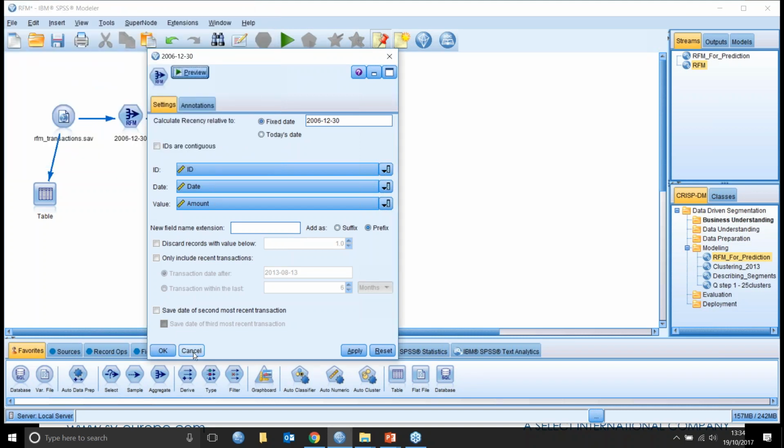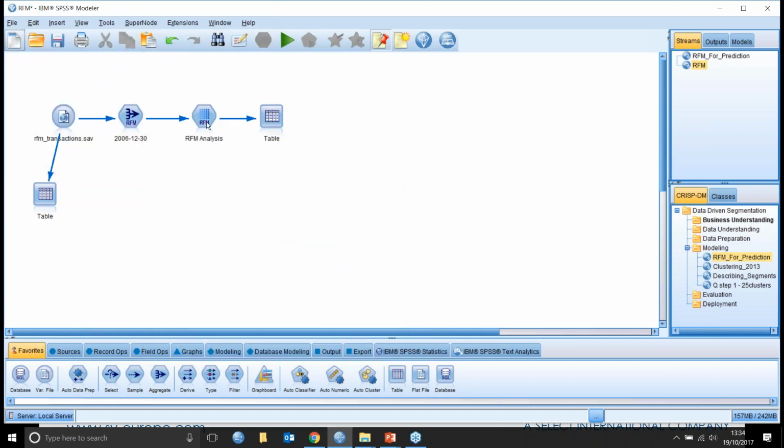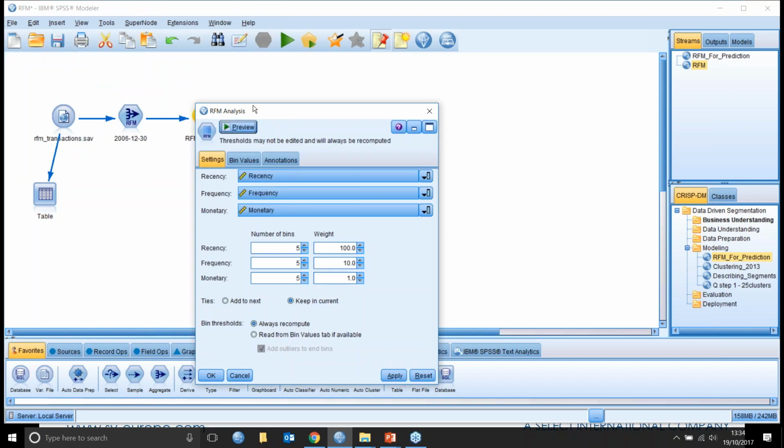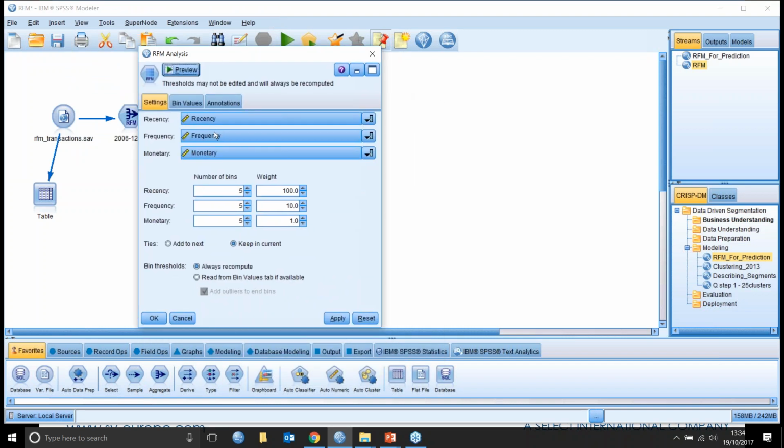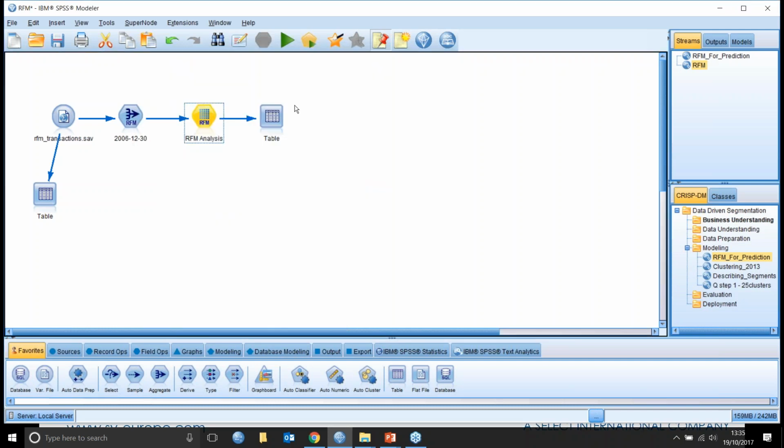So it creates those 3 dimensions, and then we can use the RFM analysis here, where it says, okay, tell us what your recency, frequency, and monetary is, because it creates those fields for you. And it bins the data. That means it bands the data into fifths, basically into 20%. That's the convention.